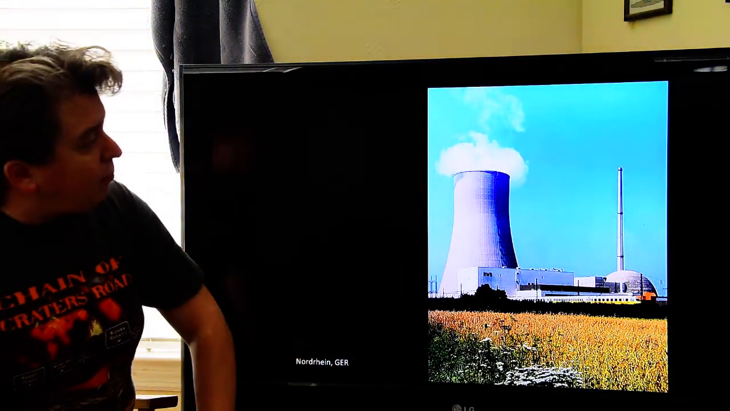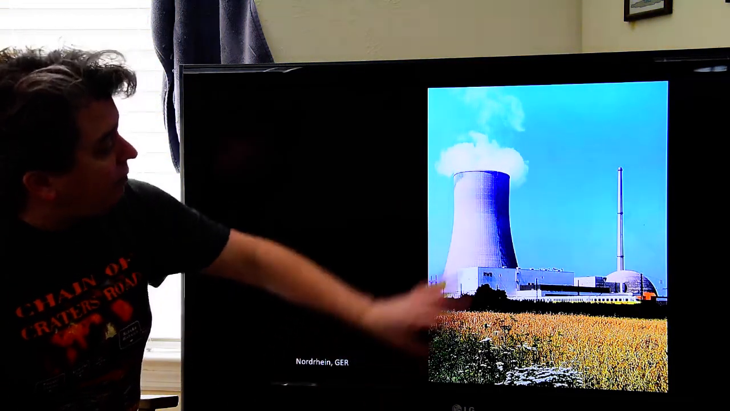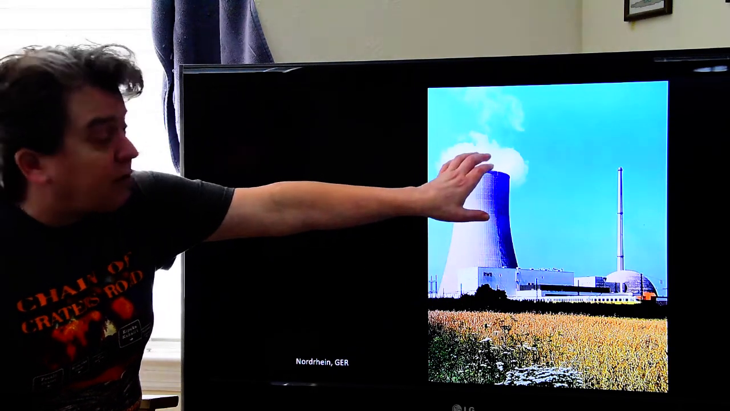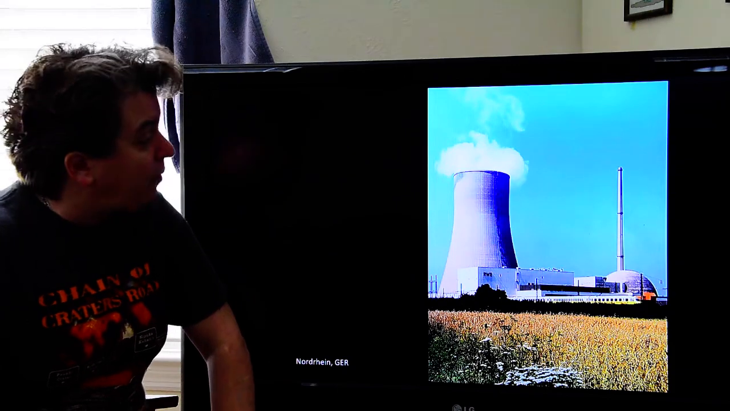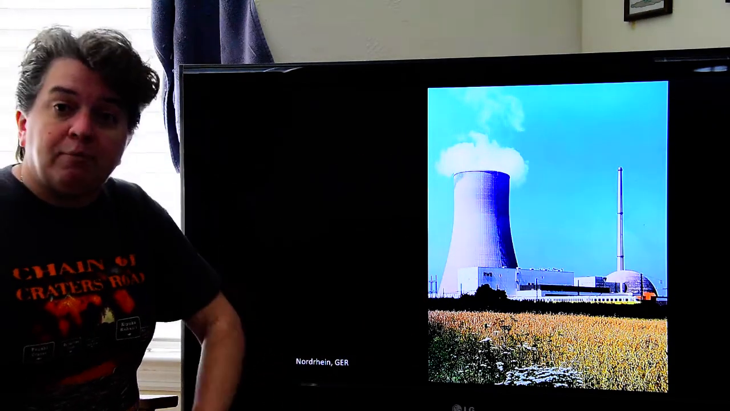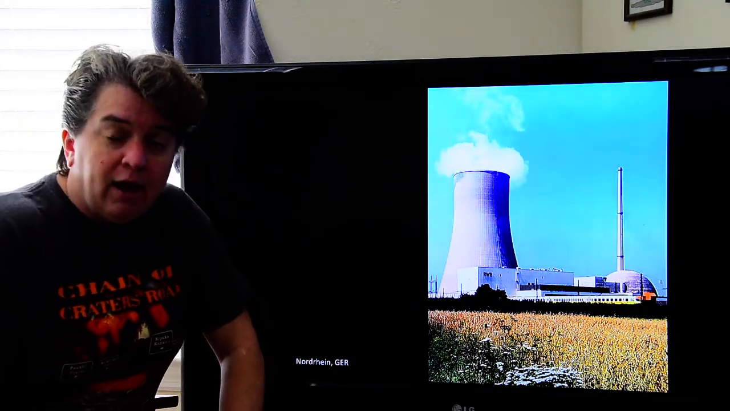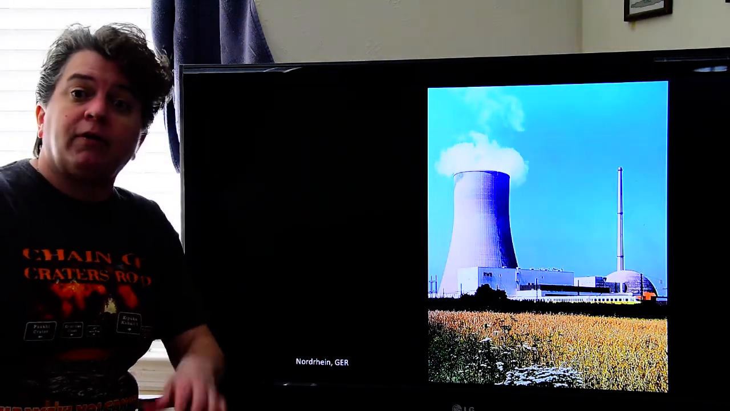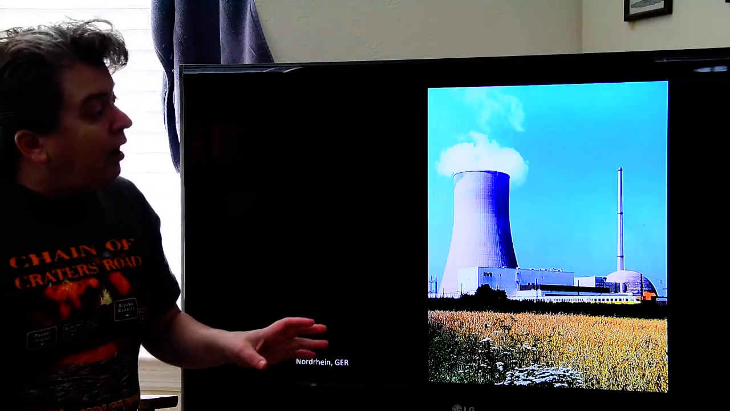And this is what a nuclear power plant looks like. This is a cooling tower, and that's the emissions out of that nuclear power plant. And that is steam. It's just water vapor, and it is not radioactive. You could condense that and drink it and be perfectly happy and safe and healthy.